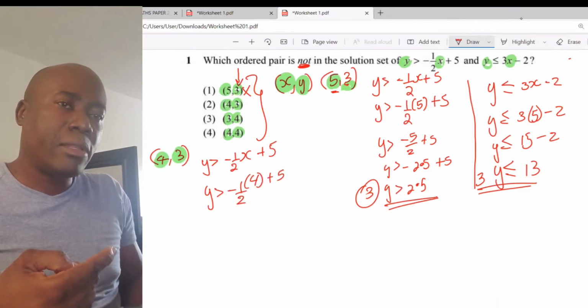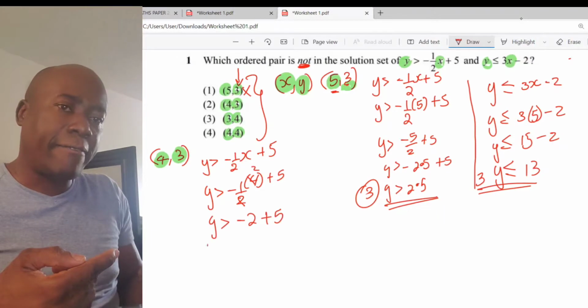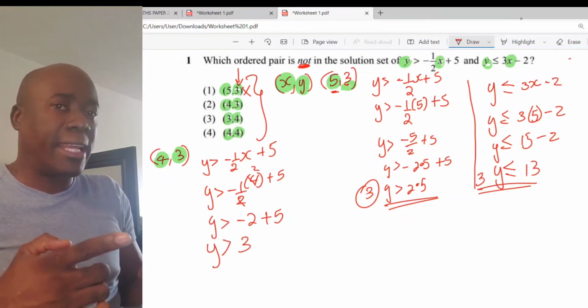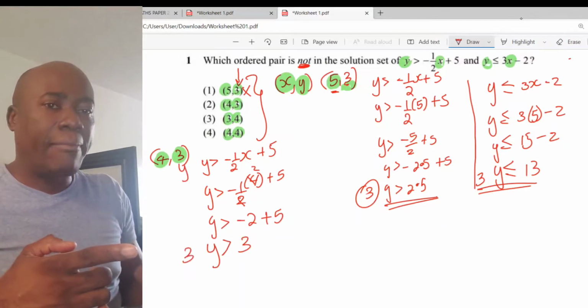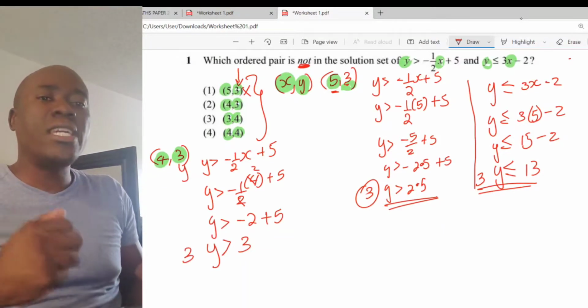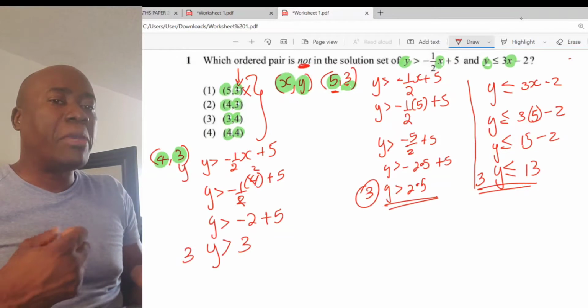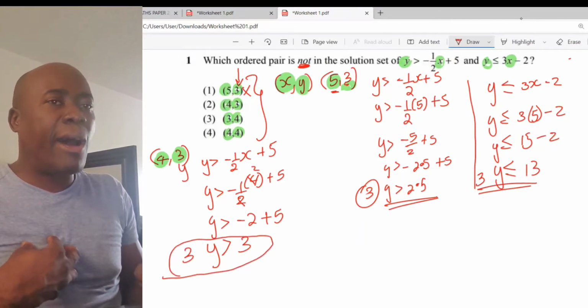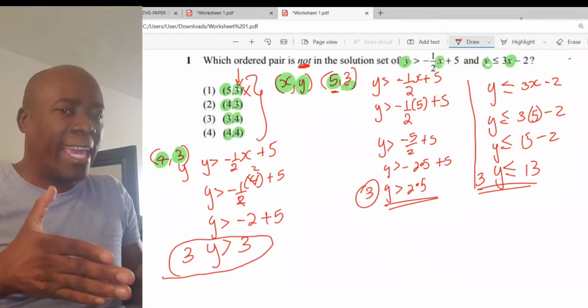Now let's break this down. Y is greater than negative a half times 4, which cancels to give 2, so this is negative 2 plus 5. This is saying that y must be greater than 3. My y value is 3, and 3 is not greater than 3. So that means this is false. This does not satisfy the inequalities, because y is 3.